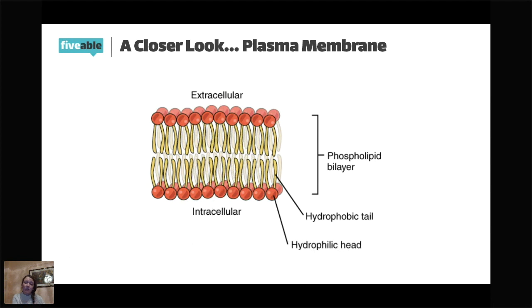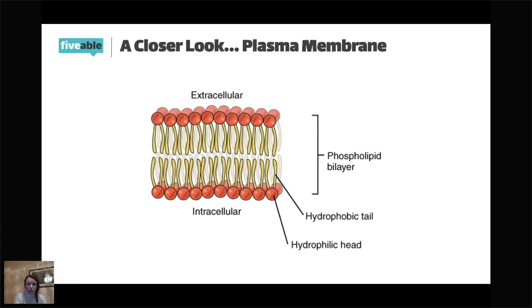And these things are going to be the real gatekeepers. So anything that is polar or water-like or hydrophilic is not going to be able to get through this area, whereas anything that is nonpolar and hydrophobic will be able to get through this area. So they're the controllers of that. And that's really, really important to know for when we talk about the methods of transport.